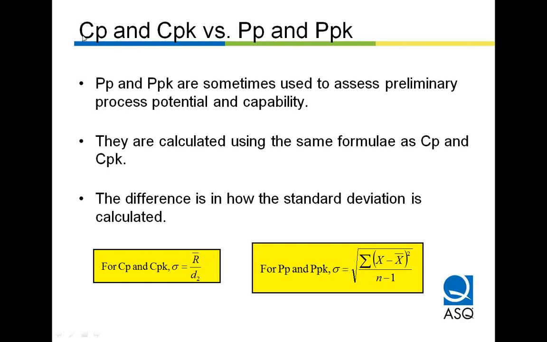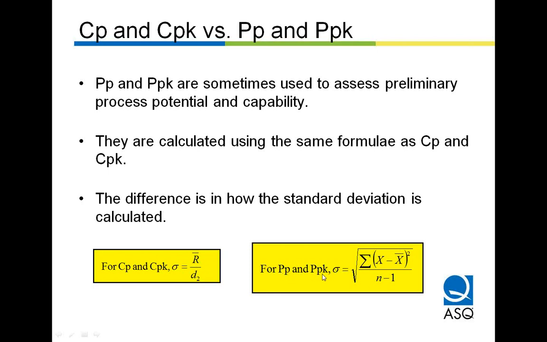The difference between CP and CPK and PP and PPK is the way in which the standard deviation is specified. If we're using the values for CP and CPK, then we can pull R bar from our control chart because we have no business doing these calculations if we don't know that that first question has been answered, that we have a stable process. So R bar divided by a constant for the sample size, d2, will give us an estimate of the standard deviation.